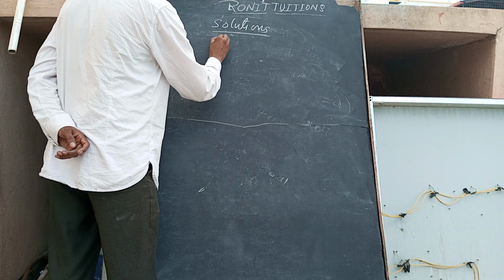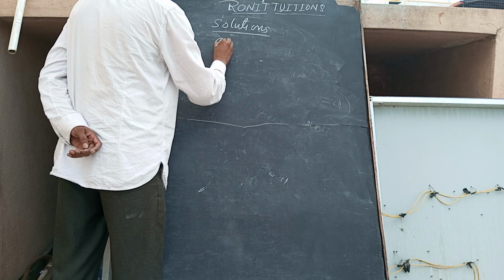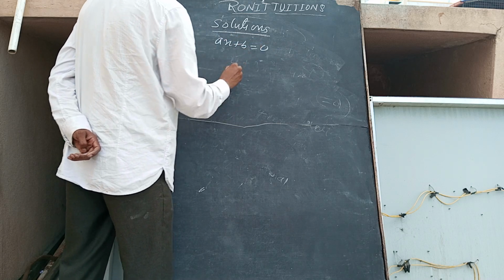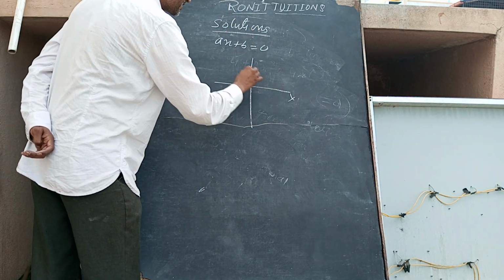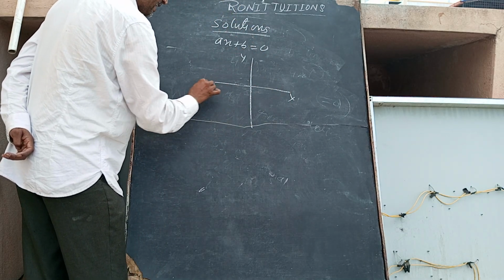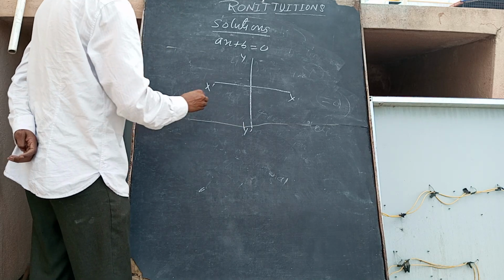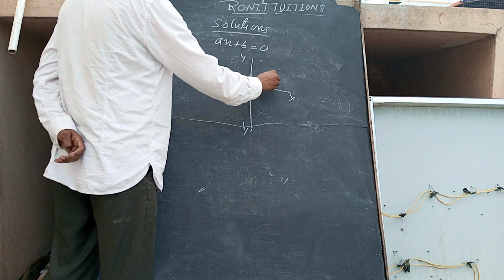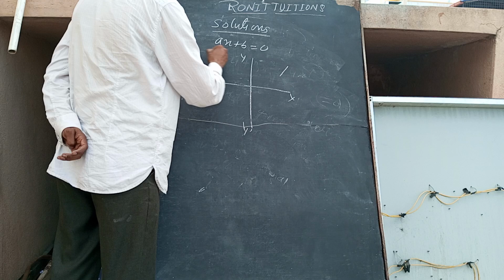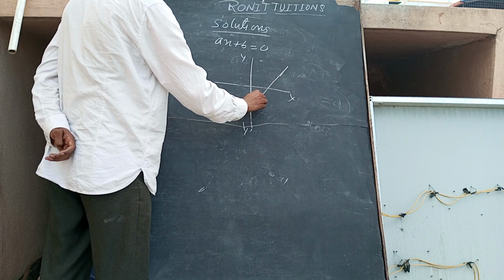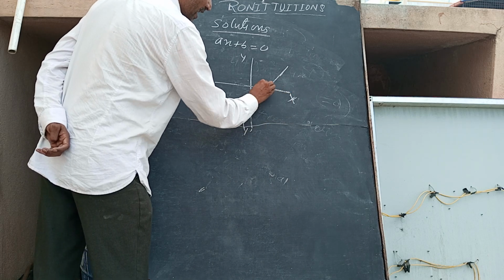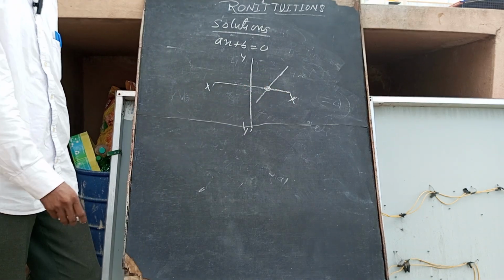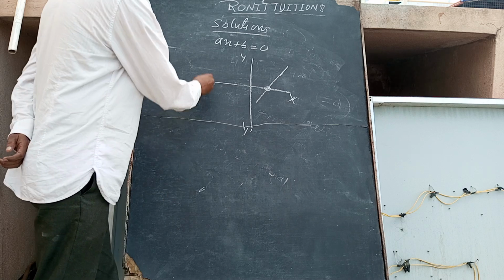For the linear equation, suppose I write ax plus b is equal to 0. This is the graphical method. Suppose this is the x axis, this is the y axis, this is the x dash axis, and this is the y dash axis. In that, only one graph will come. Suppose the graph comes like this. Wherever it cuts the x axis, that is the solution.